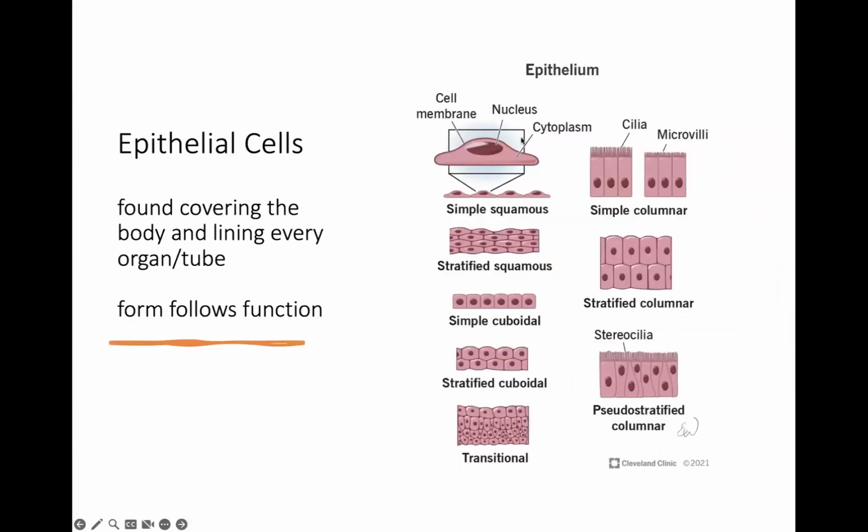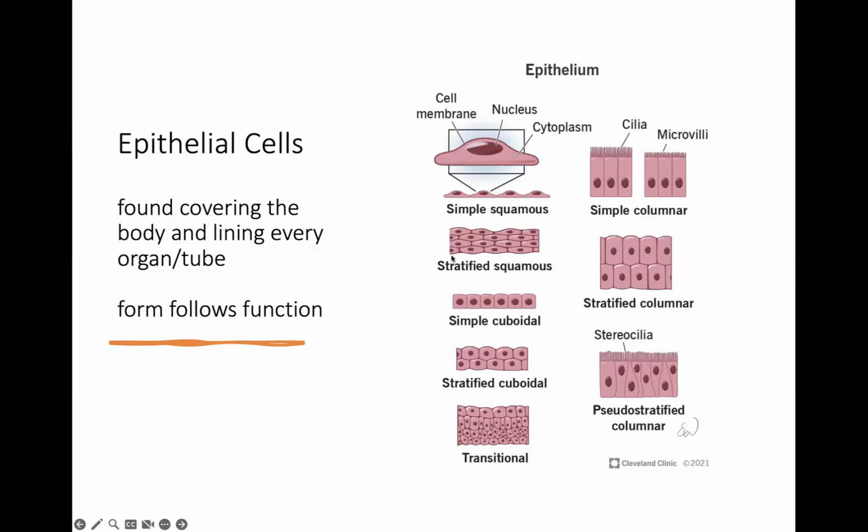So in regards to epithelial cells, these are found, again, covering the body or lining tubes, and form follows function. So in areas where we have a lot of friction, we will see multiple layers of epithelial cells. In areas where we don't have a lot of friction, but where what's more important is maybe transporting molecules either from the blood to the inside of this tube or from the inside of this tube into the blood, for example, during absorption after digestion occurs, we're going to see a simple layer. So when we have a simple layer, it's just simple. When we have multiple layers, we call that stratified.